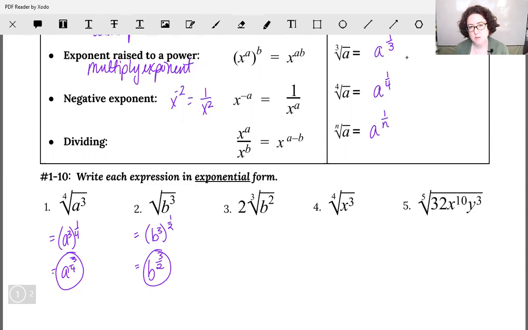Okay, now 3 is getting a little bit more complicated just because we have a 2 out in front. So whatever we do, we're going to keep that 2 sitting in front of our expression and kind of copy that down. So we want to attack cube root of b squared. So again, b squared raised to the 1/3 power. None of those powers affect that 2 that we had as our coefficient. And so we can rewrite b squared raised to the 1/3 power as really b to the 2/3 power.